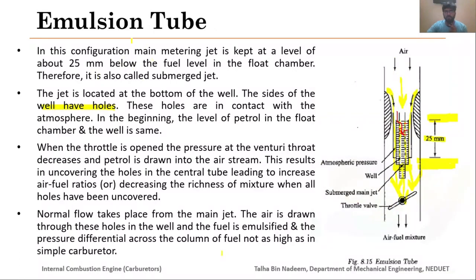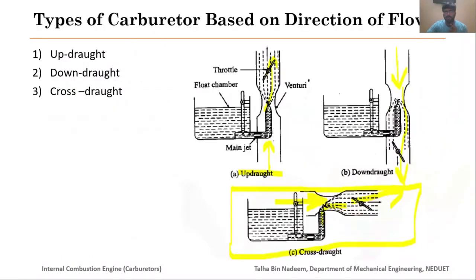Then we discussed the details of the emulsion tube, and in the last we discussed 3 different types of carburetor based on the direction of the flow. So I hope these concepts are easy to understand, and you wouldn't be facing that much problem. But in case any of you is facing any problem, you can contact me anytime, and we would also be having some online sessions for question answers. Apart from that, you can always contact me in case you have any query.